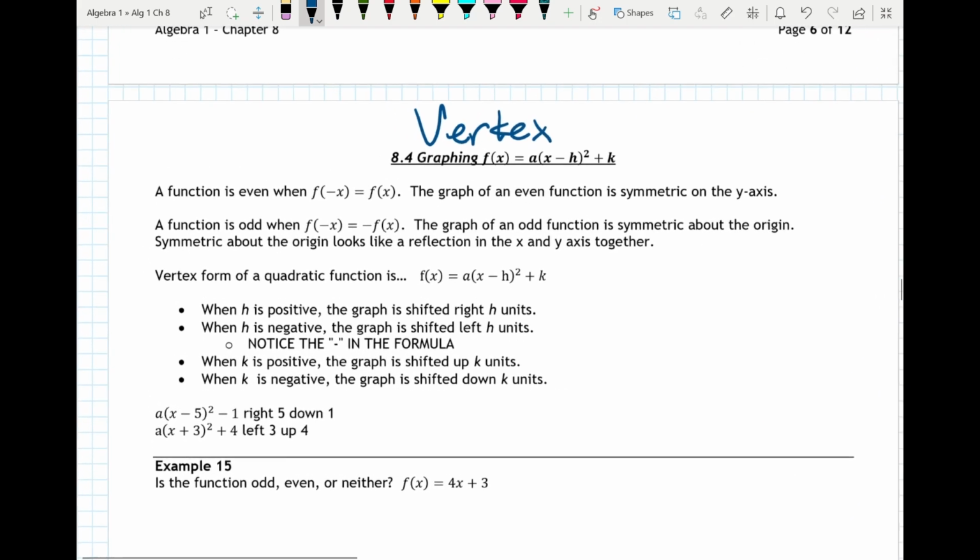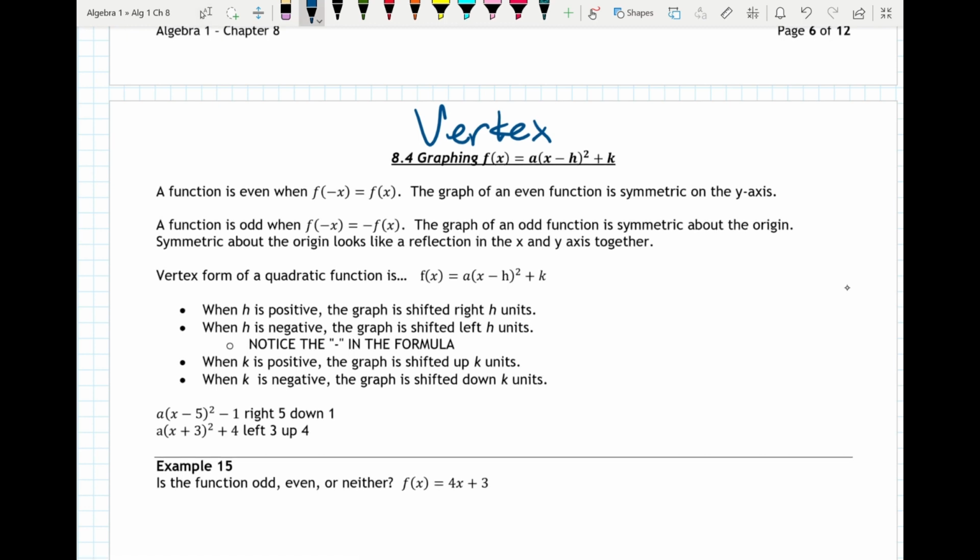All right, we're now looking at 8.4, graphing f of x equals a times the quantity x minus h squared plus k. And this is called vertex form. So in the last one we did standard form, now we're in vertex form. Now I want to jump down to this line right here. Vertex form of a quadratic function is what I just read out.